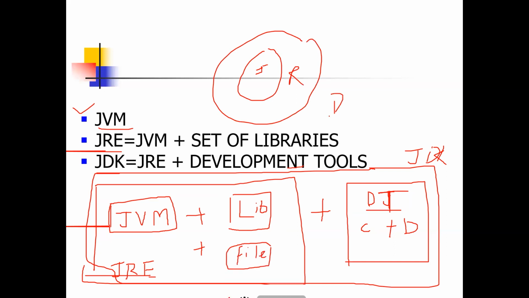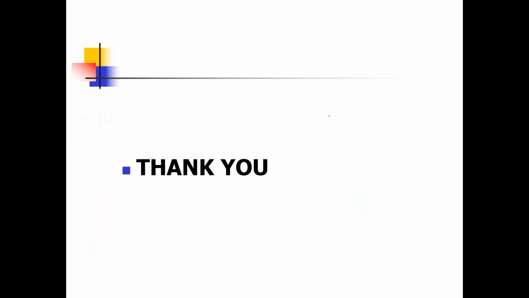Okay. So in this way, we have learned today what is Java, the history of Java, and the features of Java. Then we have learned the concept of how Java is platform independent, why Java is so popular, and the terms JDK, JRE, and JVM.